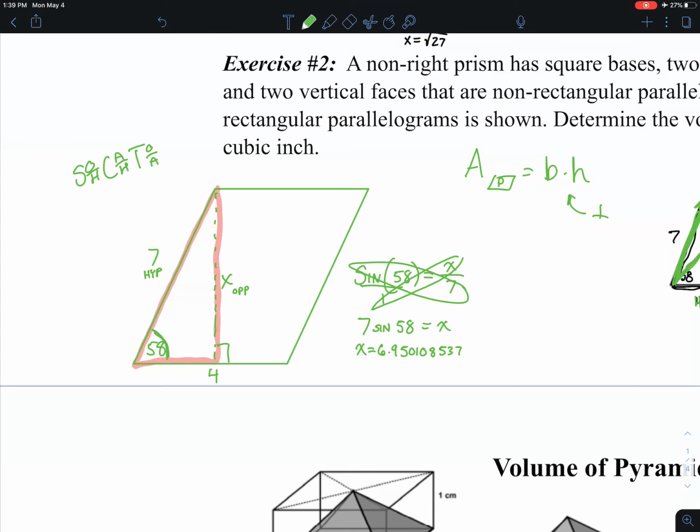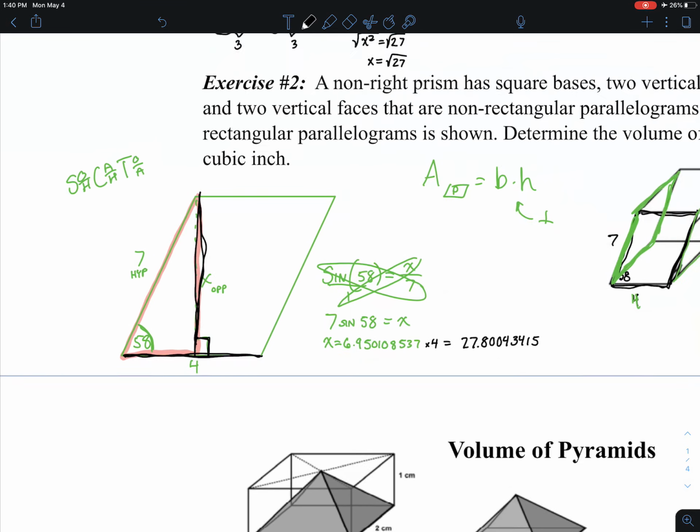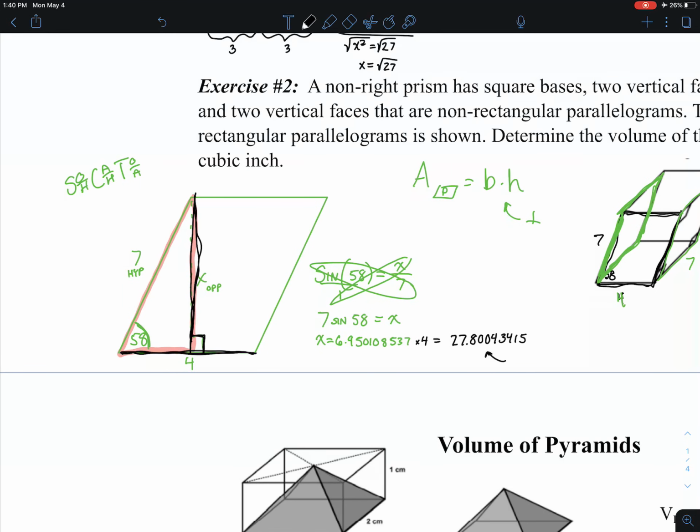Why are we multiplying it by 4? Because here is my height that we just found, and here's the base. Those are the ones that are perpendicular, the 4, right? So we're going to take this, multiply it by 4, and we get 27.800434415. Okay?